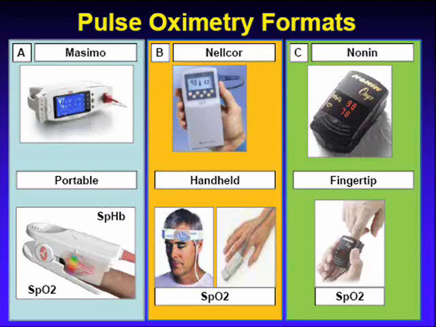Moving to the right, in panel B, we have the device from Nellcor, which is a little bit smaller, but this figure essentially shows how the biosensor can be mounted on the finger, but also on the forehead as needed. Panel C, we have a device from Nonin, which is very small. It fits on the finger and it provides very simple data, including oxygen saturation and heart rate.